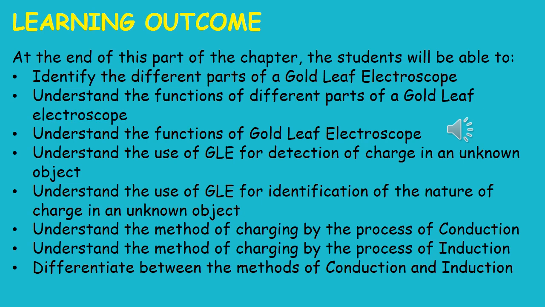The learning outcome of this part of the chapter is that students will be able to identify the different parts of a gold leaf electroscope. They will be able to understand the functions of its different parts. They will also be able to understand the function of the gold leaf electroscope as a whole, as an electrical device. They will be able to understand the use of the gold leaf electroscope for detection of charge in an unknown object.